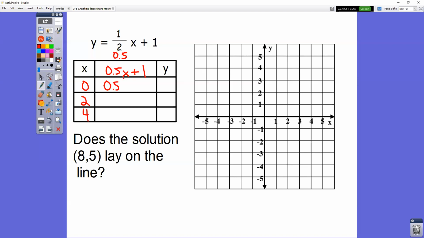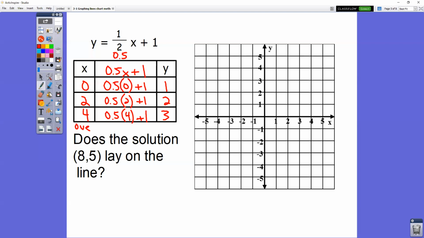So instead of 0.5 times x, I have 0.5 times 0. Instead of 0.5 times x, I have 0.5 times 2. Instead of 0.5 times x, I have 0.5 times 4. Don't forget about the plus 1s at the end of our equation. So now you can just type those right into the calculator. 0.5 times 0 is 0, plus 1 is 1. 0.5 times 2 is 1, plus 1 is 2. 0.5 times 4 is 2, plus 1 is 3.